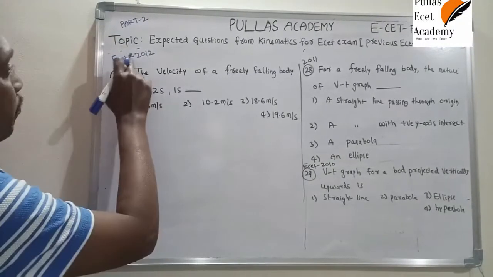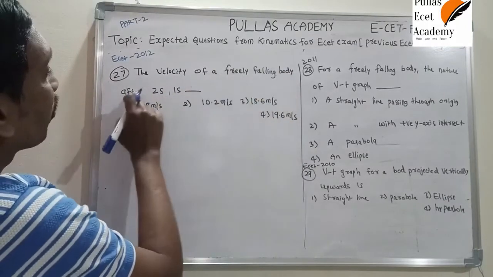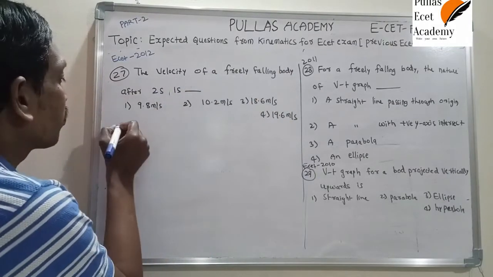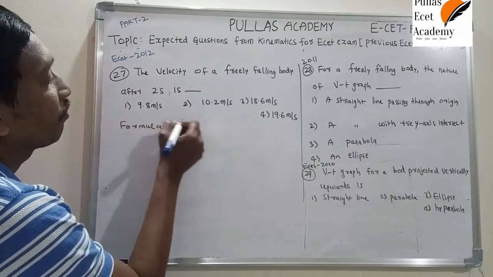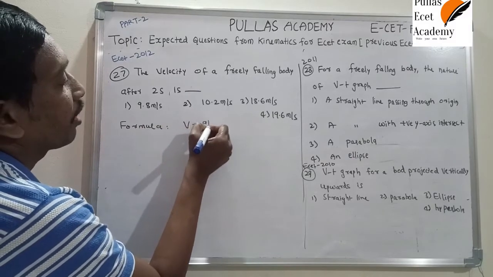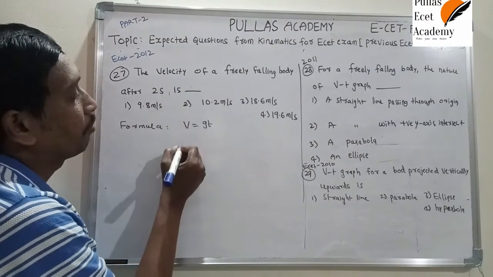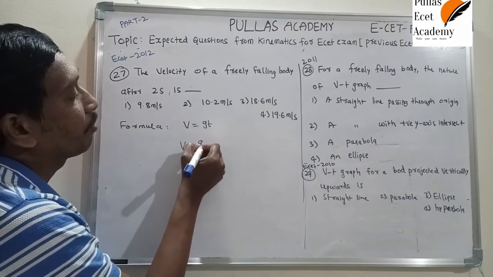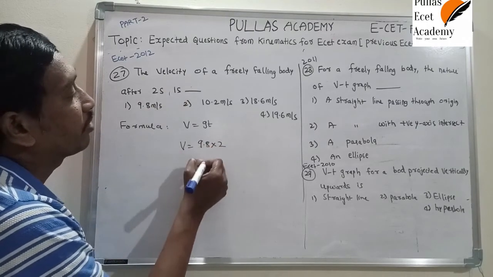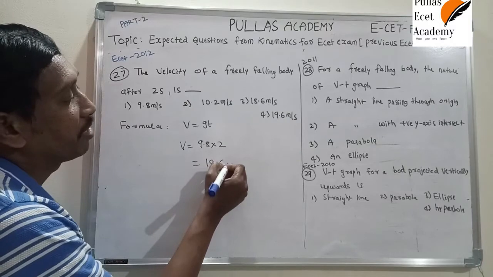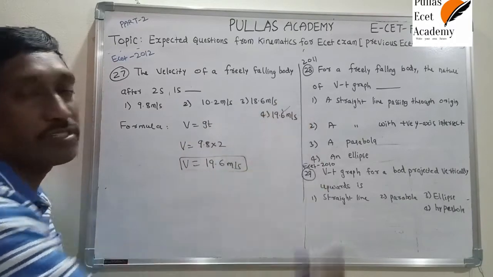This next question is repeated in the EAMCET 2012 paper. The velocity of a freely falling body after 2 seconds is a very simple question here. What is the formula after 2 seconds for a freely falling body? This is the first kinematic equation for a freely falling body in terms of time. Time is given, that's why we use this formula. V is equal to g t. G is not given because it is a known value. Taking time as 2 seconds, 9.8 into 2 is 19.6 meter per second. So this is the velocity after 2 seconds. This fourth option is correct.